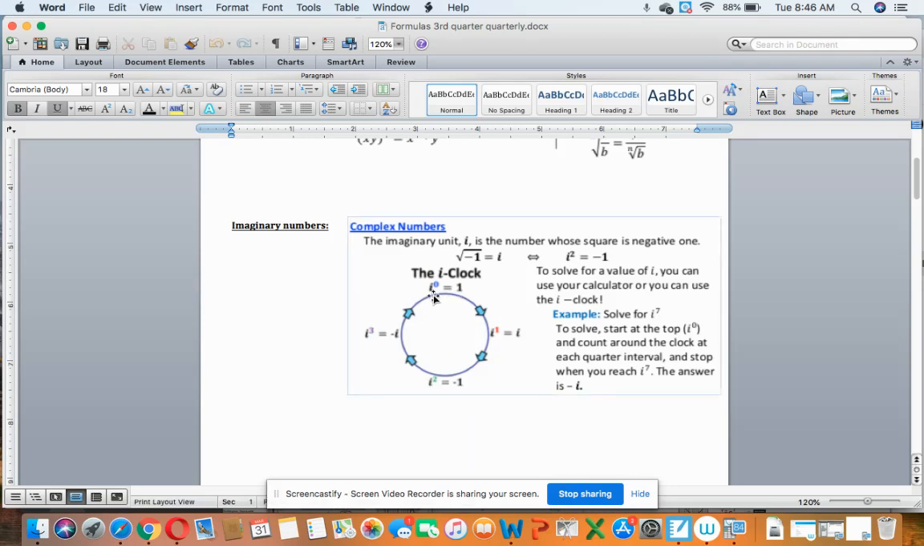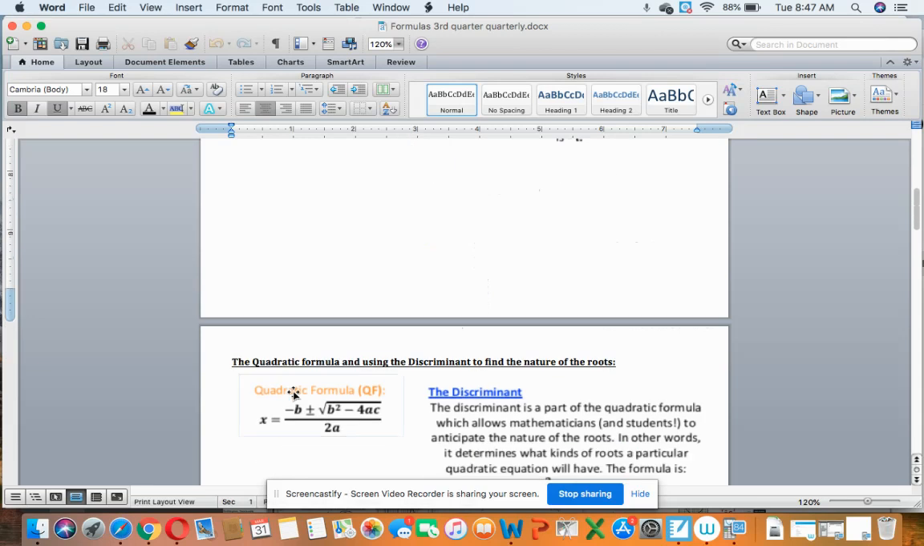i to the eighth, since it's a multiple of 4, it's divisible by 4, that also equals 1. If I had something like i to the ninth, then I divide by 8, or I subtract 8, and I have 1 left over. So the i to the eighth is equal to the 1. The 1 left over is going to be equal to i. But you can also always use your calculator for all of that as well.